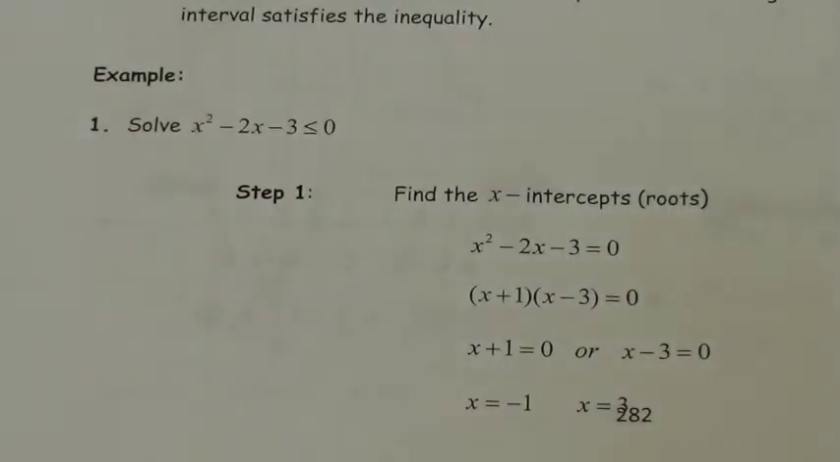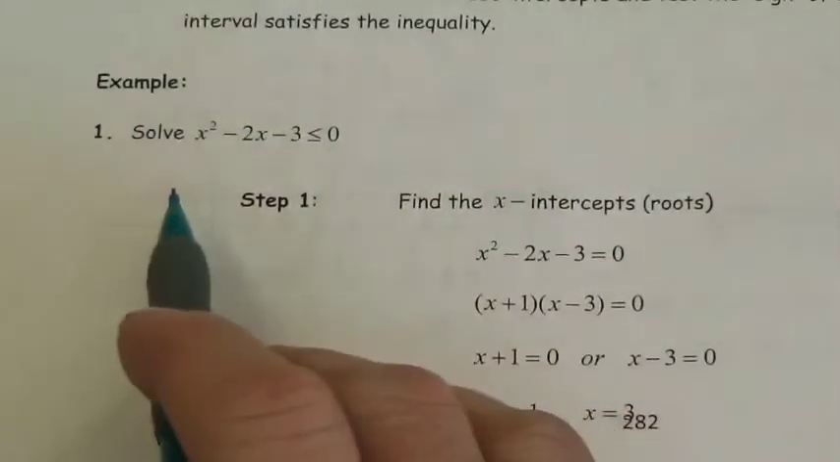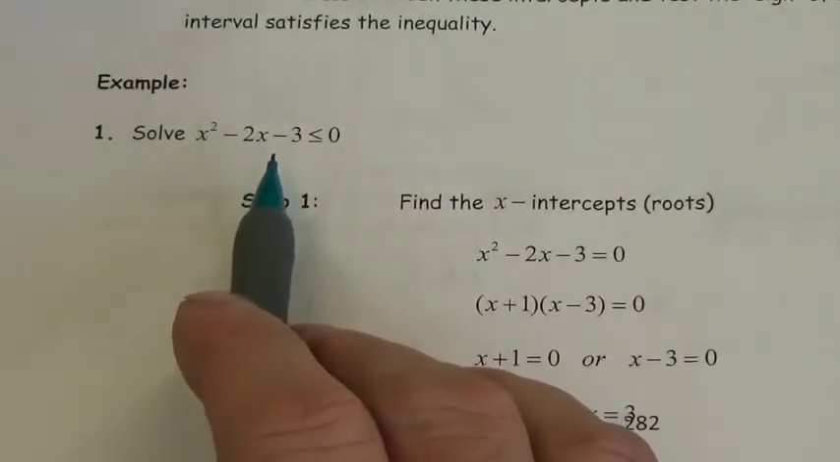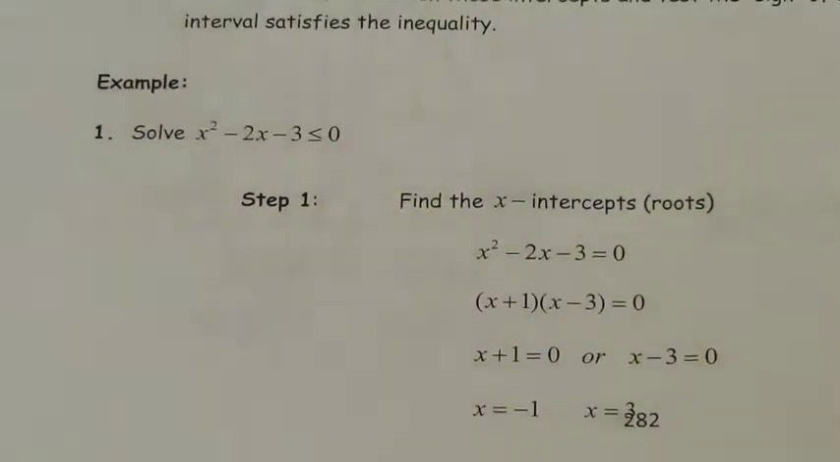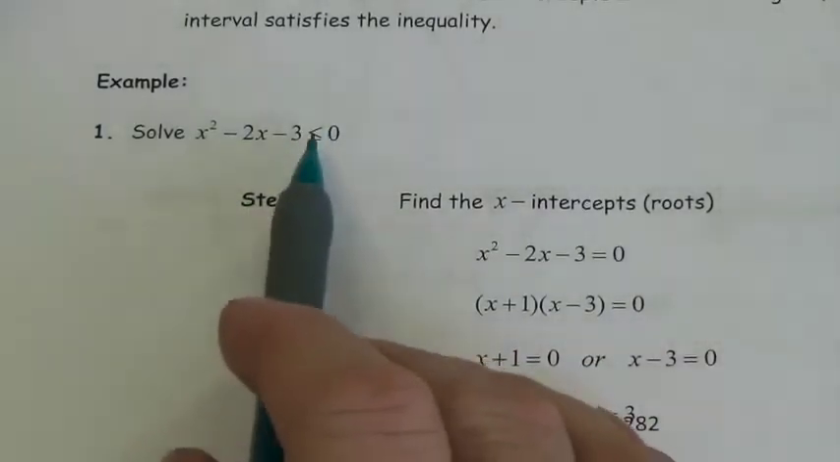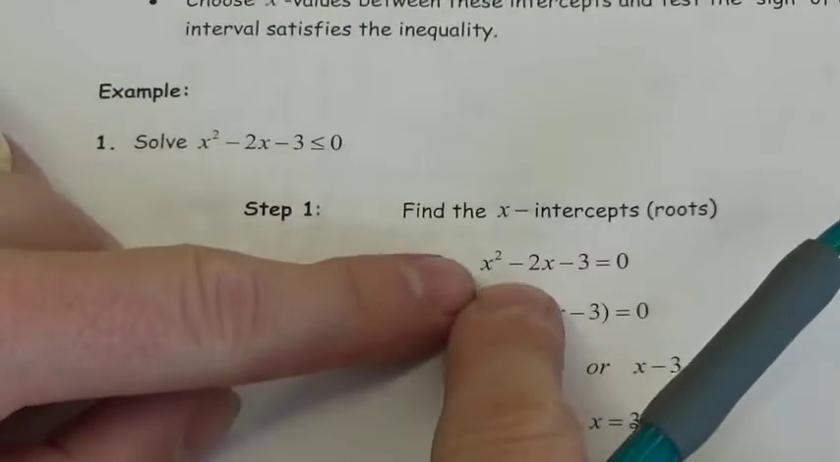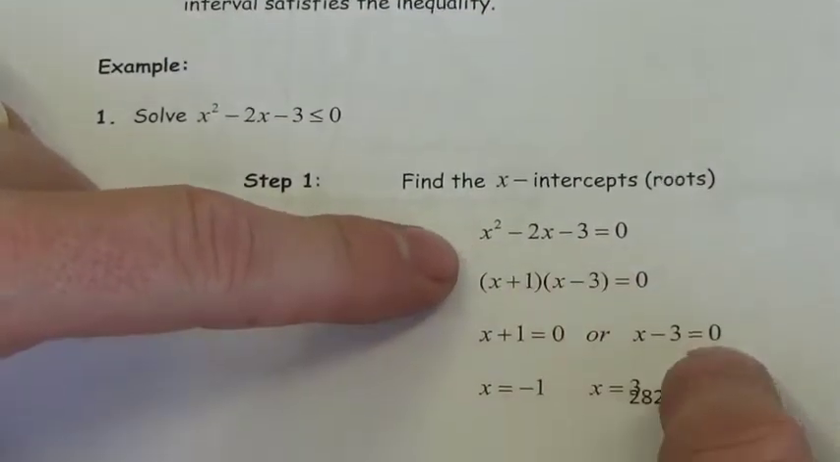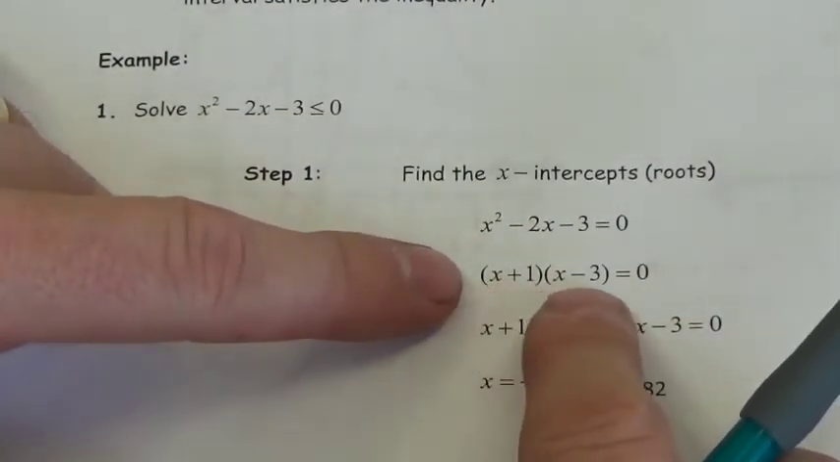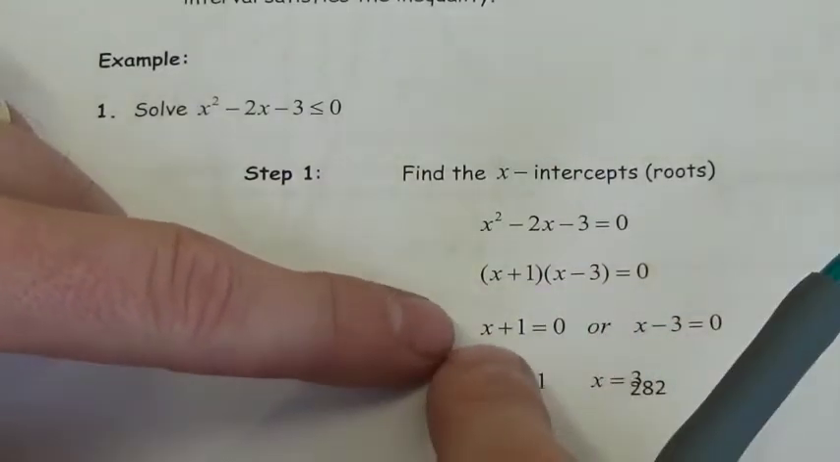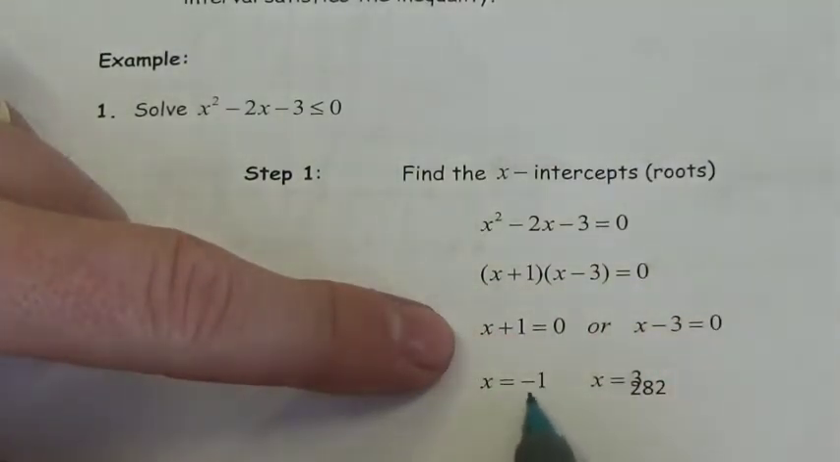All right, so we're going to answer this inequality, x squared minus 2x minus 3 less than or equal to 0. We're going to do it using this method that we've just introduced, and we're going to take our time doing it. We're looking for where this is less than or equal to 0. So the very first thing we're going to do is factor this and figure out its x-intercepts. So we get x plus 1, x minus 3 equal to 0, which means our x-intercepts are going to be negative 1 and positive 3.